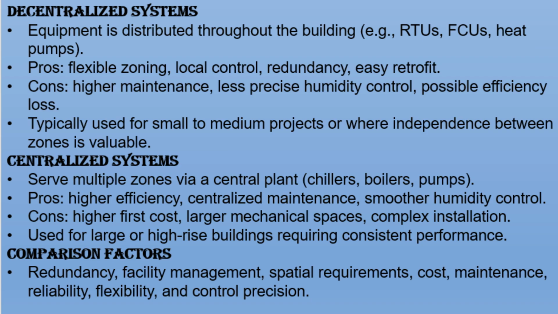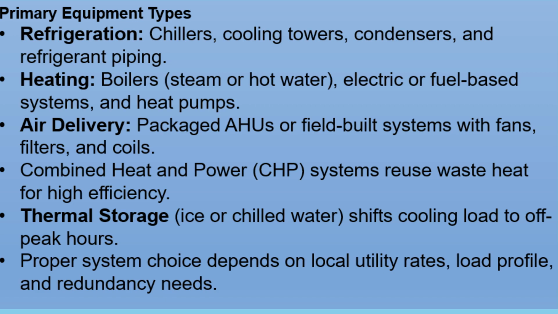Let's break down the main categories of HVAC equipment. Refrigeration equipment includes chillers, condensers, and cooling towers that handle heat removal. Heating equipment covers boilers, heat pumps, and other systems that supply hot water or steam. Air delivery equipment includes packaged or custom-built air handling units that distribute conditioned air through the building. Some modern systems also use combined heat and power or thermal energy storage to improve efficiency and reduce operating costs.